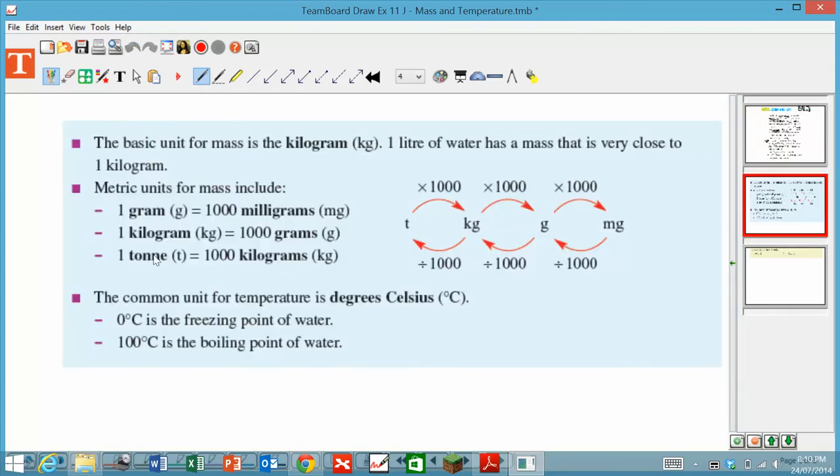Alright, a few notes you should take down into your workbooks so you've got this to refer to. The basic unit for mass is the kilogram. 1 litre of water has a mass that is very close to 1 kilogram. Metric units of mass include milligrams, grams, kilogram, and tonne. So 1 gram is the same as 1,000 milligrams, 1,000 grams is a kilogram, 1,000 kilograms is a tonne.